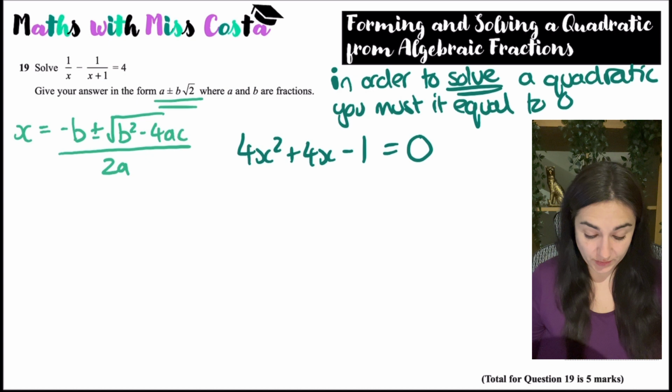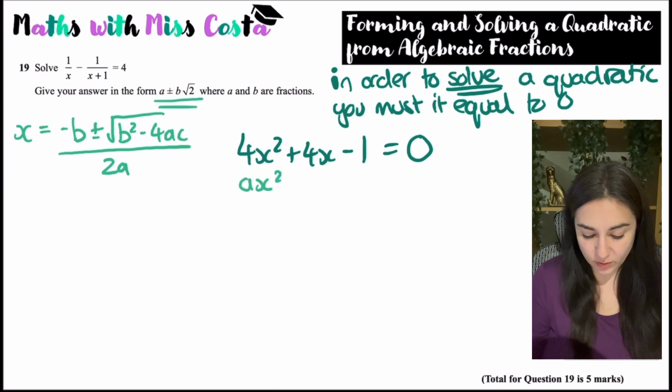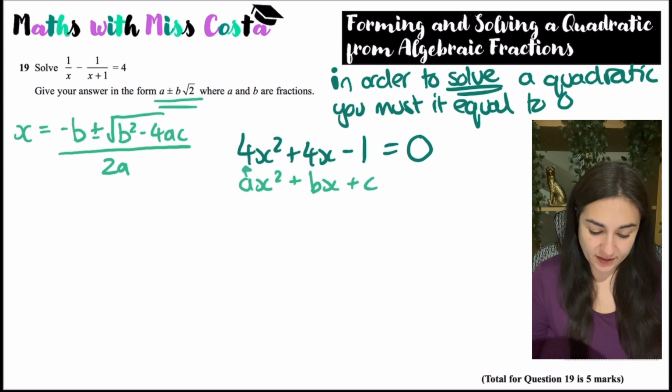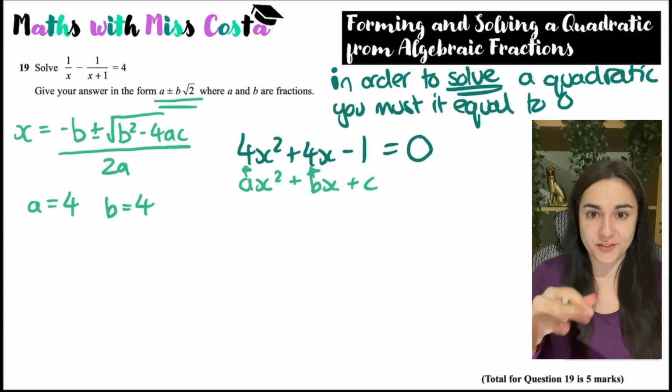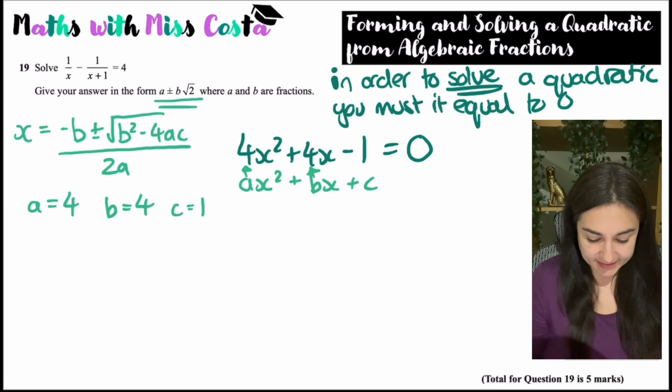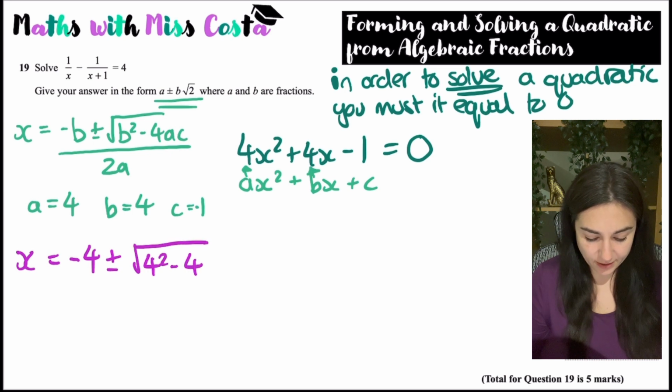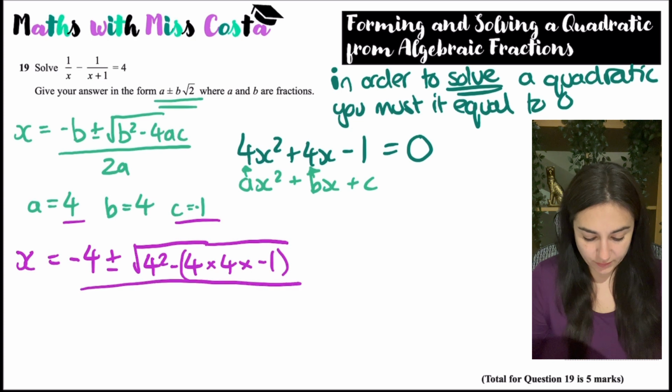Best thing to do when you're using your quadratic formula is realize that every quadratic is written in the form ax squared plus bx plus c, where a is going to be the coefficient of x squared, b is the coefficient of x, and coefficient just means the number attached to the letter, and c is -1. So I'm going to substitute these values into the quadratic formula. So minus 4 plus or minus the square root of 4 squared, take away 4ac, so a is 4, c is -1, over 2a.